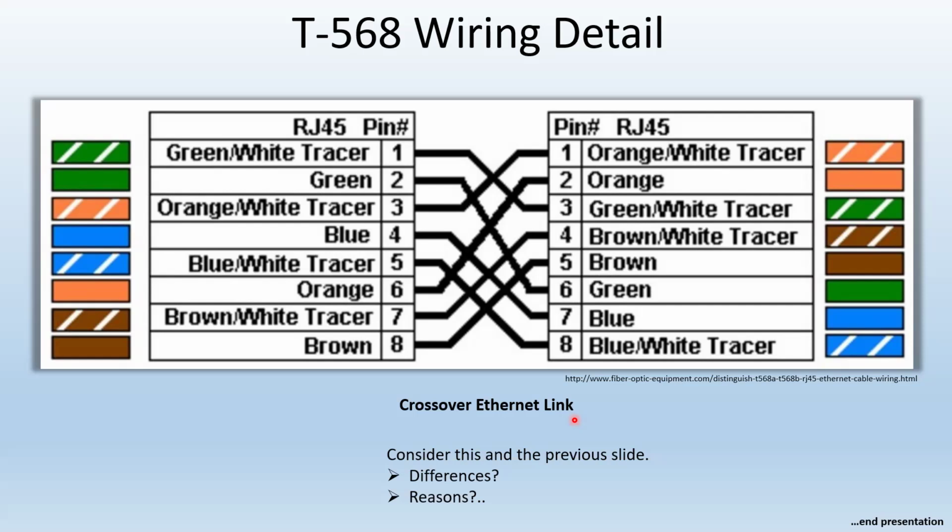Now, with Cat6 and up, all four pairs are being used: blue, orange, green, and brown. So in order to make a crossover cable with Cat6 and up, you have to cross over the oranges and greens, and you also have to cross over the blues and the browns. Okay? Mystery solved.